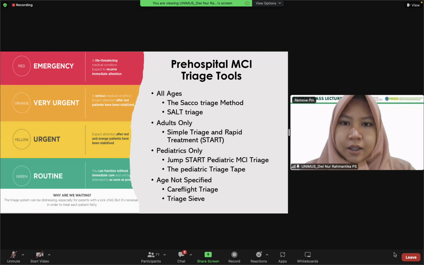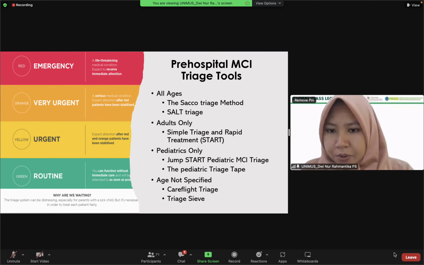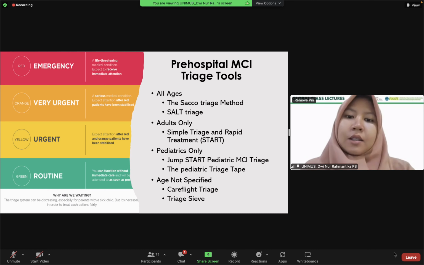I think in my slide I tell you that mostly, not only in Indonesia but in other countries, they use START, JumpSTART, and SALT triage, or some others use the Sieve triage method.